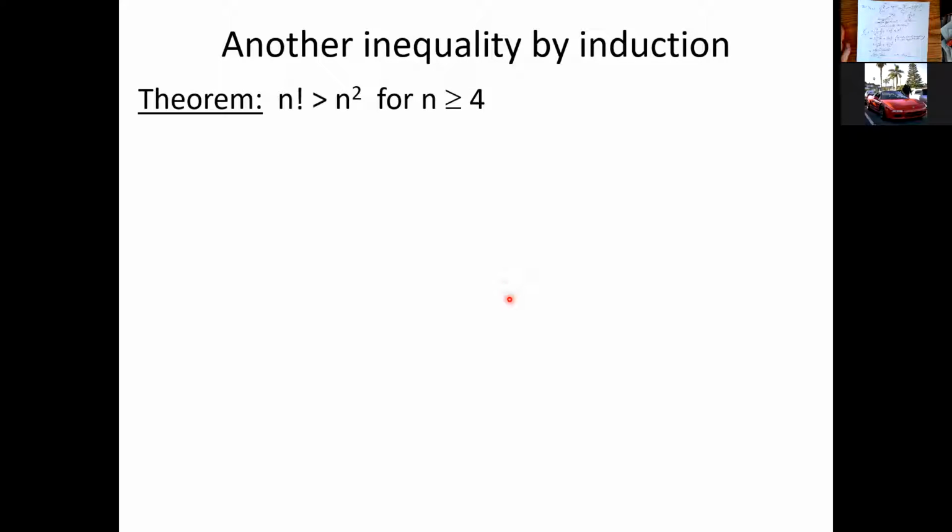Okay, so here is another example. This one I have typed here. So let's say you want to prove... Now, let's change it, not an equality, but an inequality. So a theorem is that n factorial is strictly greater than n squared. And the theorem is that that is true for all n from 4 onward.